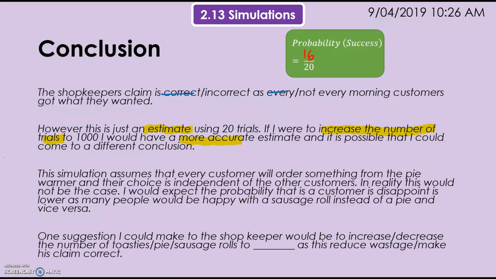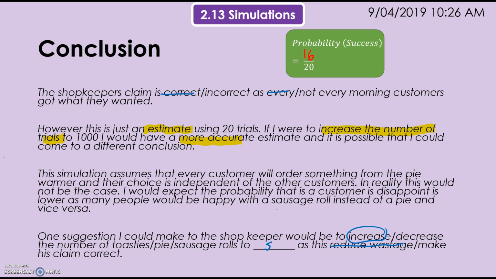The last one is, one suggestion I could make to the shopkeeper would be to increase the number of toasties. If you remember back to my results, increase it to 5 toasties. Now that would have meant that our success rate would have gone from 16 to 19, as this would make his claim correct.